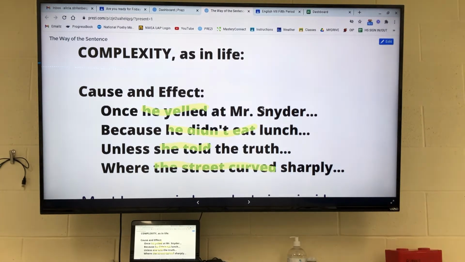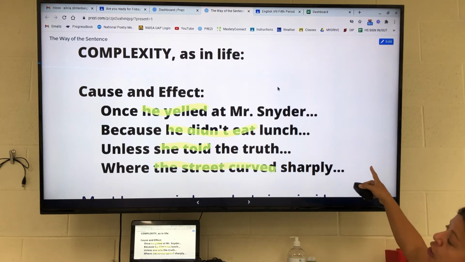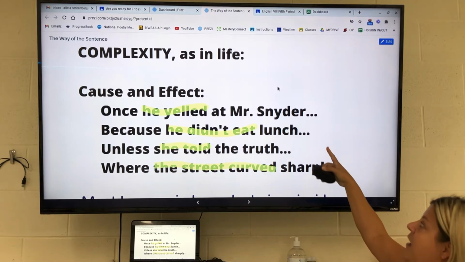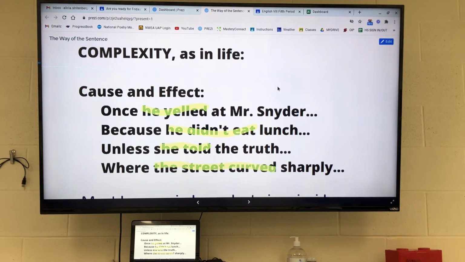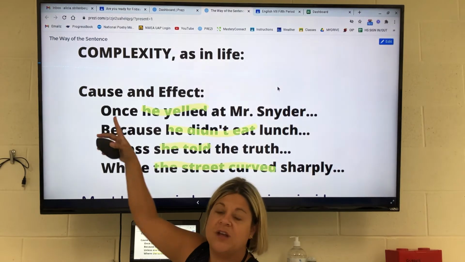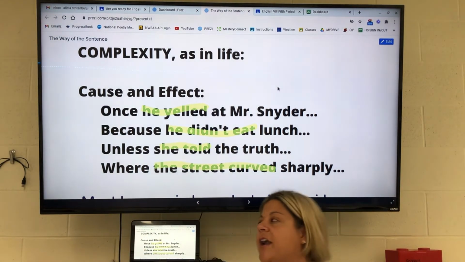So if you look at all these phrases, they would have an action that happens after them. Unless she told the truth, where the street curved sharply, this is like a location, where the street curved sharply, the car crashed. Unless she told the truth, she went to prison. Because he didn't eat lunch, he was hungry. So to hit complexity, it's not just about the fact that it starts with one of these words. That's important. You can get a list of these, I'll hand you one, and you'll start putting phrases that are complex into your writing.